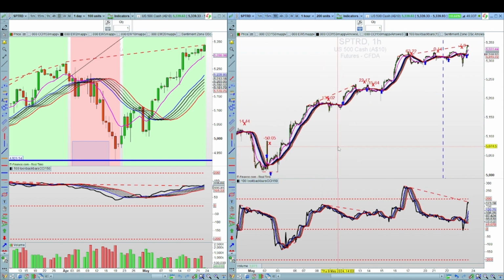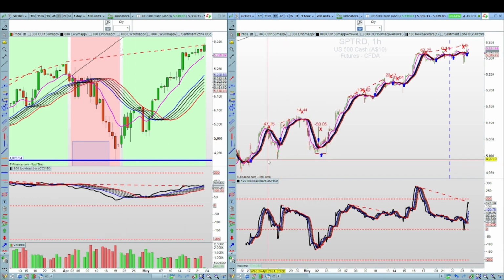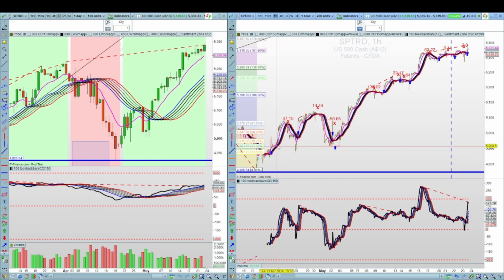Let me just clean this up a bit. So during this period back here from the 23rd of April, you can see that you would have entered the first one, you would have made 47 points. The second one, 14. This one, you would have lost about 50. There was a bullish divergence there as well. You always pay attention to that, and then you would have entered another position there.